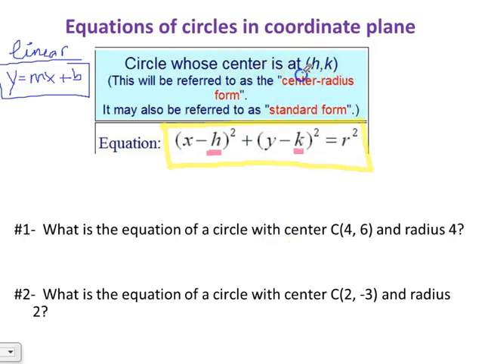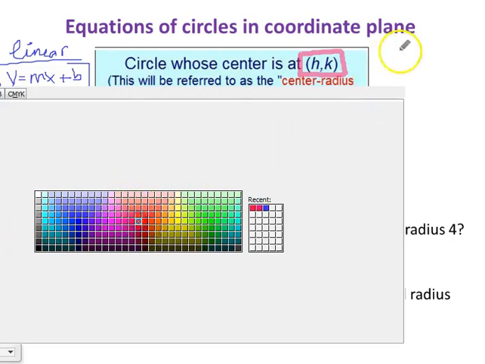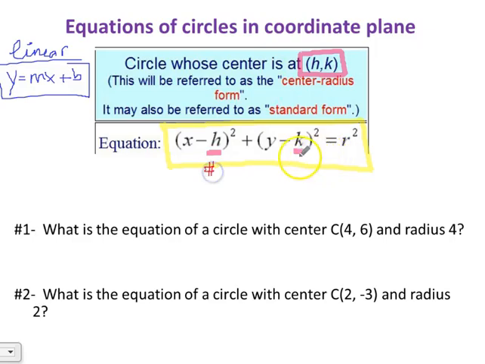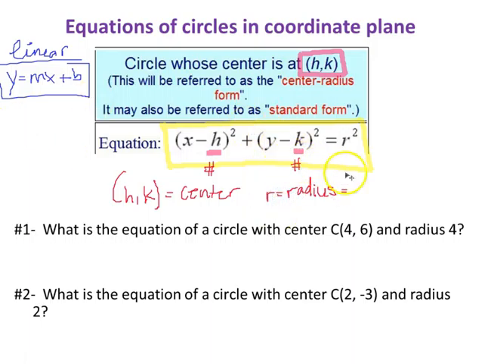So h and k are going to represent the center. When there are numbers plugged in for h and k, those numbers will let us know where the center of the circle is. So I'm just going to put a number sign under there to let us know that there are numbers. So (h, k) will be our center, and r is going to stand for the radius. r equals the radius. It lets us know what the radius of the circle is.